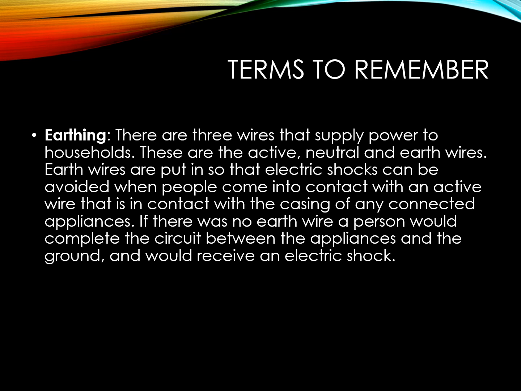In continuation about the terms, the second that you have to remember is the earthing. So there are three wires that supply power to households. These are the active, neutral, and earth wires. Earth wires are put in so that electric shocks can be avoided when people come in contact with an active wire that is in contact with the casing of the connected appliances. If there was no earth wire, a person would complete the circuit between the appliances and the ground and would receive an electric shock.